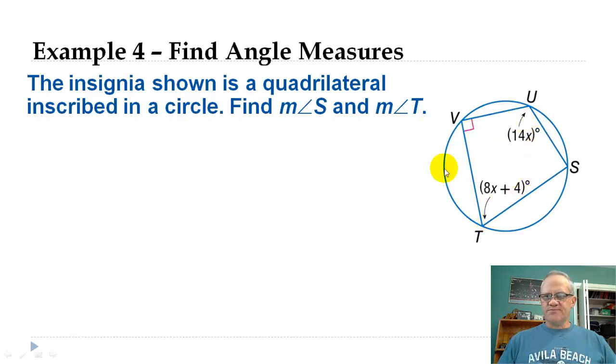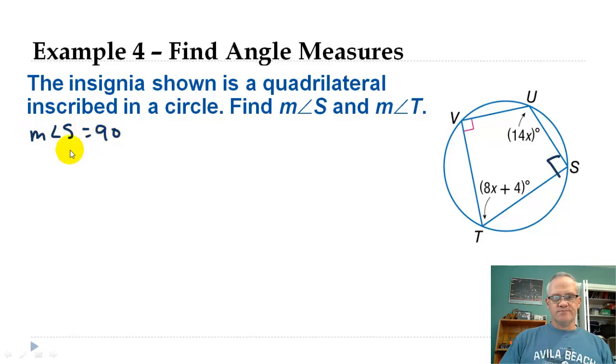If we look at this, remember what we just talked about. The key thing to pay attention to is that the two opposite angles are supplementary. V is marked as 90 degrees. Together with S they're supposed to add up to 180, so S would have to be what? Also 90, right? Because 90 plus 90 would be 180. That's kind of an easy one. The measure of angle S would just be 90.